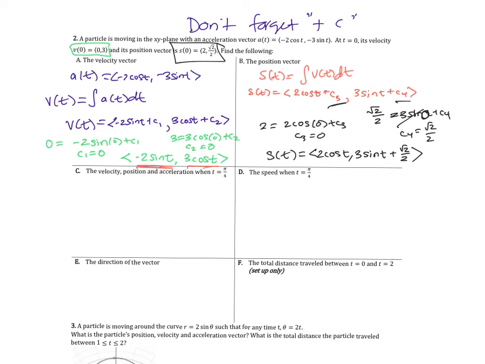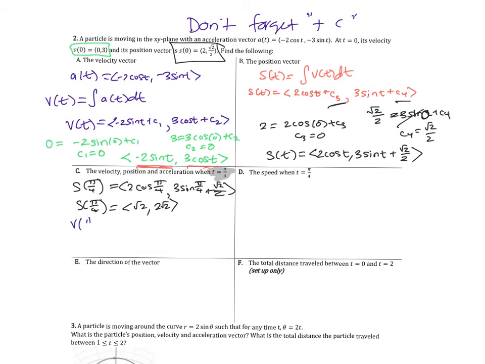Part C says find the velocity, position, and acceleration vector, specifically when we are looking at a t value of pi over 4. So I'm going to do the position vector first. I like to just do it in order. So s of pi over 4 is 2 cosine of pi over 4, 3 sine of pi over 4 plus root 2 over 2. And that is going to be root 2, comma, 2 root 2.